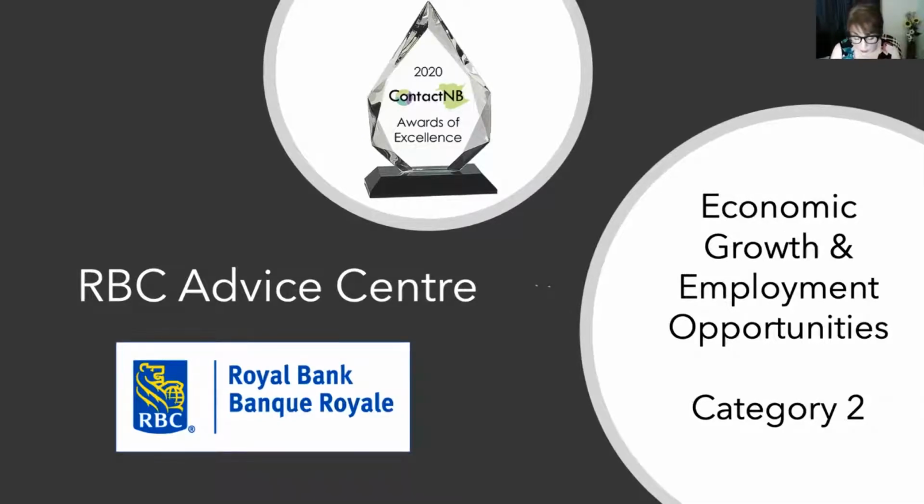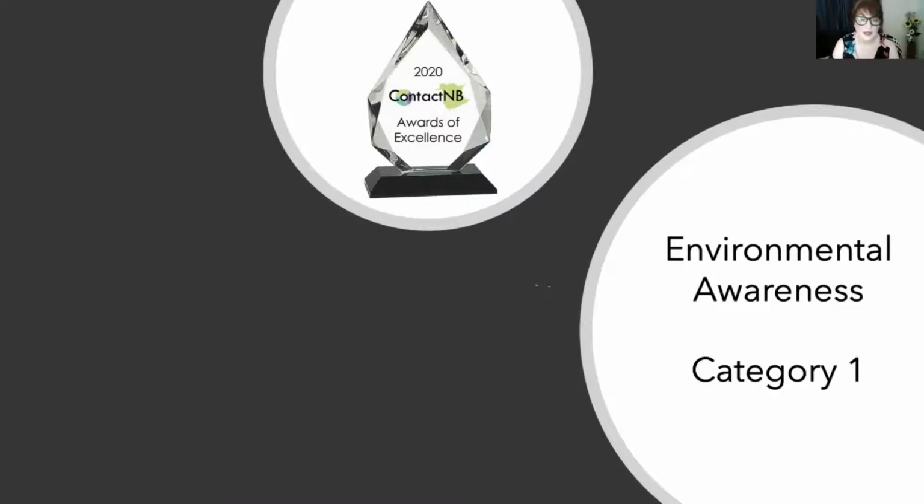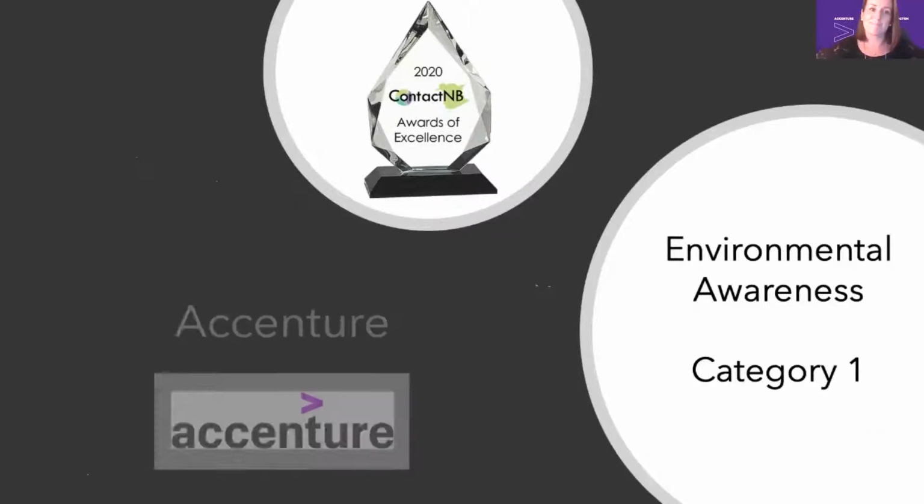All right, so the Environmental Awareness Award recognizes a contact center partner that has made a special effort to be environmentally friendly by implementing the 3 R's of reduce, reuse, and recycle in their office environment. And the Category 1 award goes to Accenture. Way to go, Accenture.